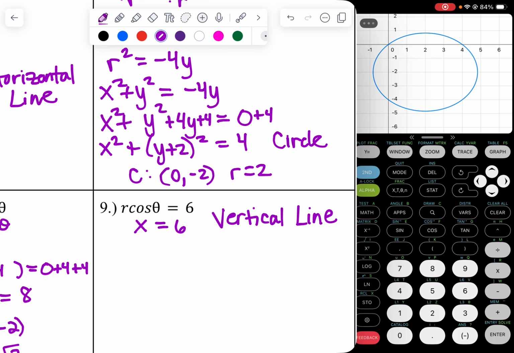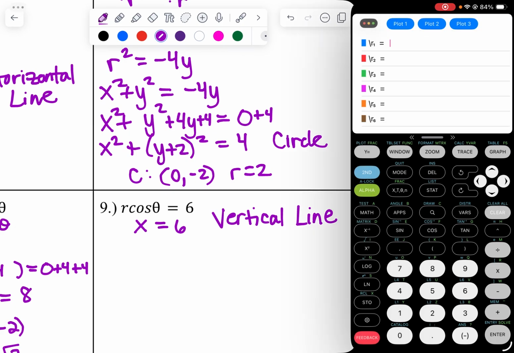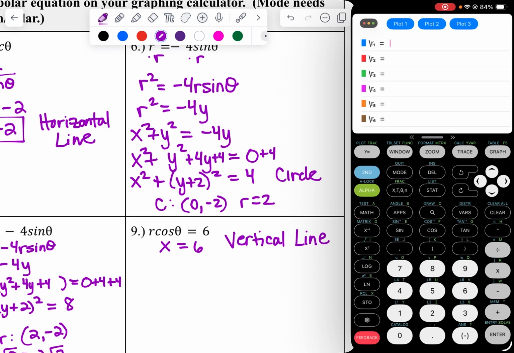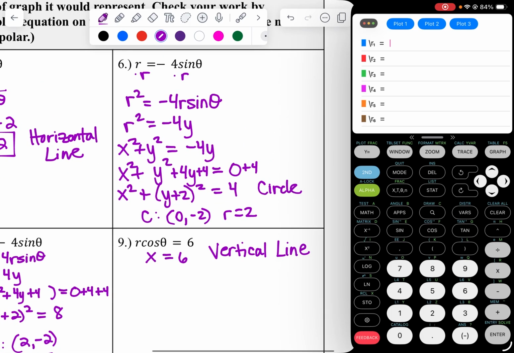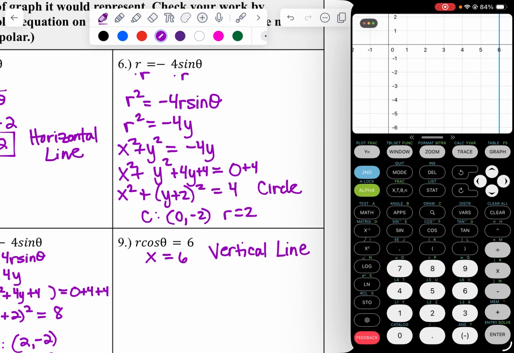And so if we graph this, go back to y equals, clear that out. So it would be 6 divided by the cosine of theta if we solve it for r, which is how we have to enter it into our graphing calculator. And so there's our vertical line at x equals 6.